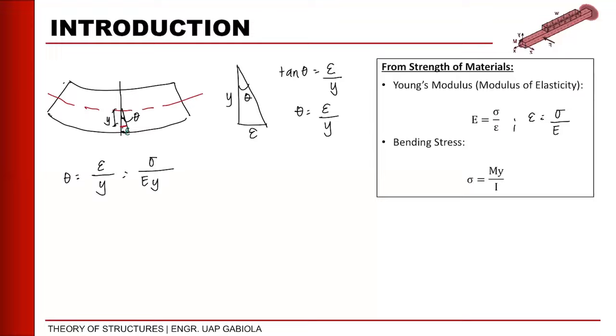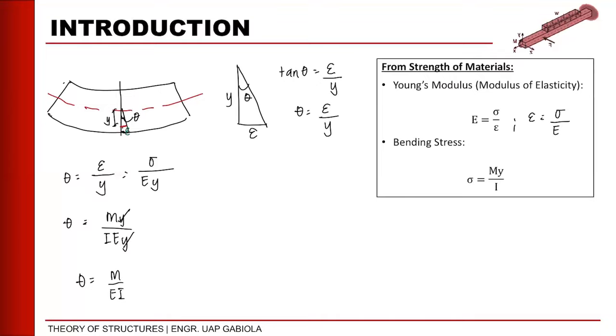Okay? And then, the stress in flexure, or our bending stress, has a value of My over I. So when we substitute that here, we will have My over I times E times y. Then we can see that we can eliminate y. So we have theta equal to M over EI. So we got a value for theta of M over EI.